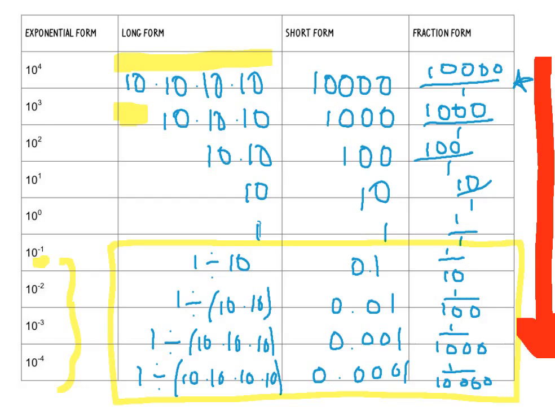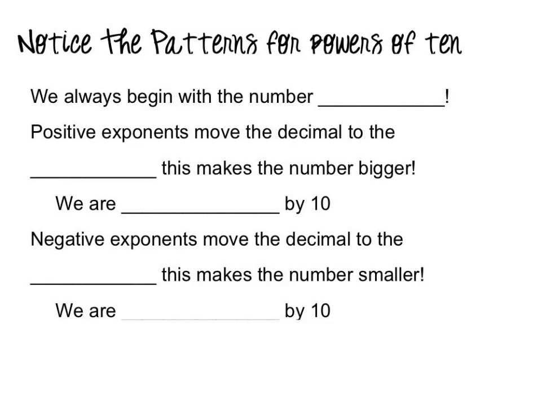So let's go down to the next little section here. And it says, notice the patterns for the powers of 10. We've already talked about a few of the patterns for powers of 10. We always begin with the number 1. Even though sometimes we had 0 point something, the end number was 1 because we were taking 1 and dividing it by that power of 10.